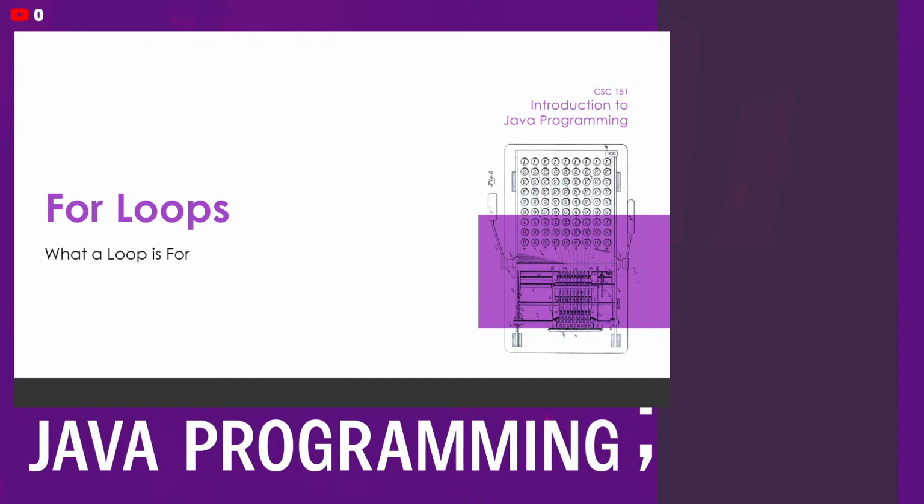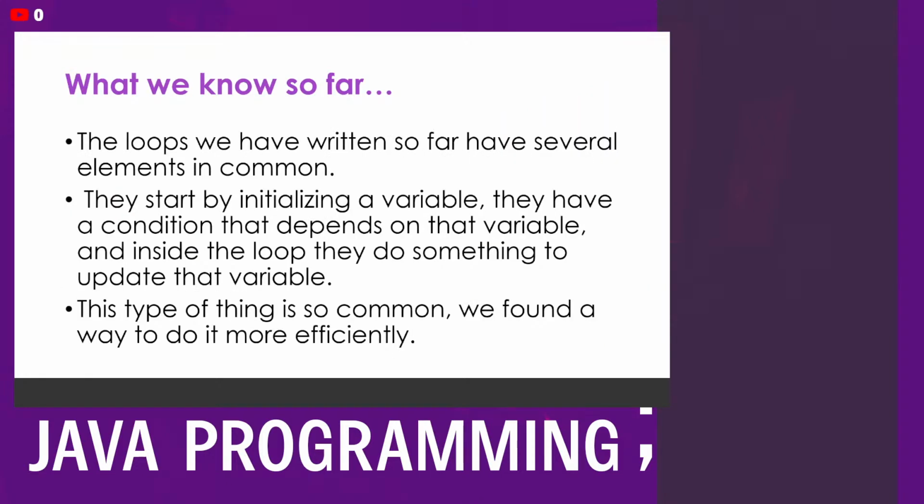So what do we know so far about these while loops? The loops that we've written so far have several elements in common. They start by initializing a variable. They have a condition that depends on that variable. And then inside the loop, they do something to update that variable.